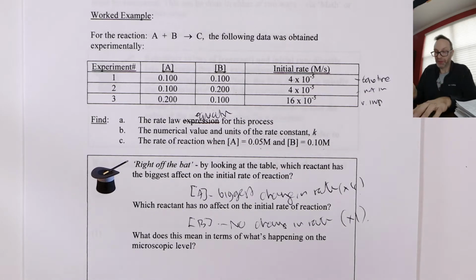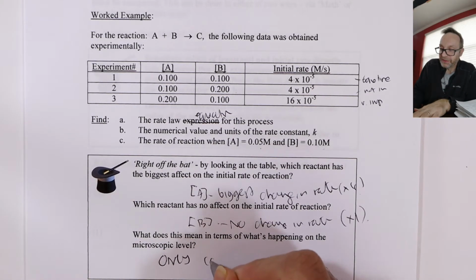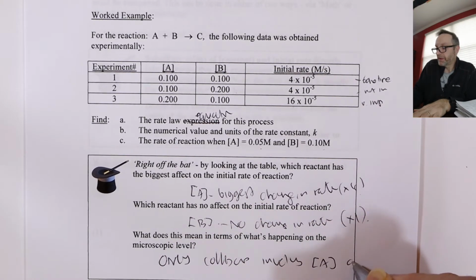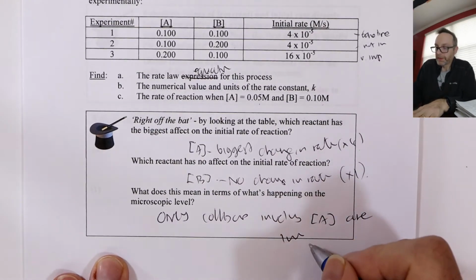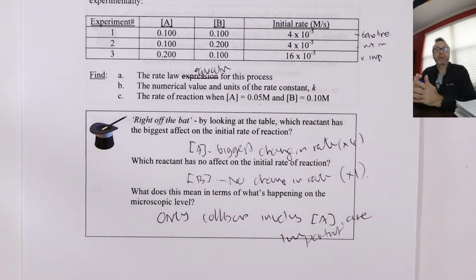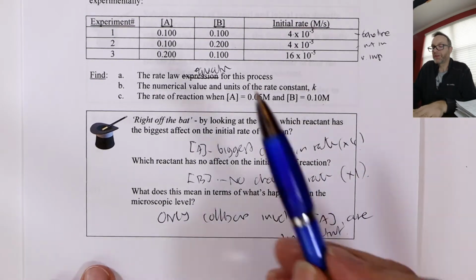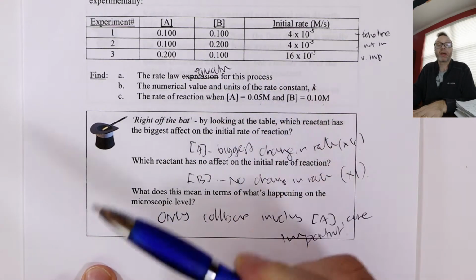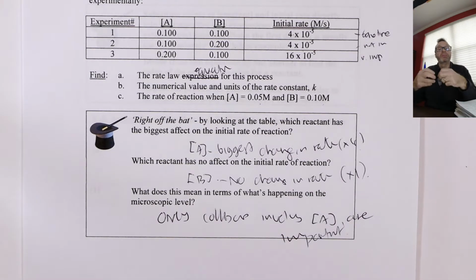What's happening on the macroscopic level? Only collisions involving A are important, and we'll see that in the math. When you change the concentration of A, you see a massive change in speed of reaction. When you change B, you see no change in the speed. Maybe on the microscopic level, and we'll talk about mechanisms later, A has to bump into A before it bumps into B or something. We don't know, because we can't get down there and see that, but we can interpret that. So only collisions among A are important, because it has such an effect on rate.